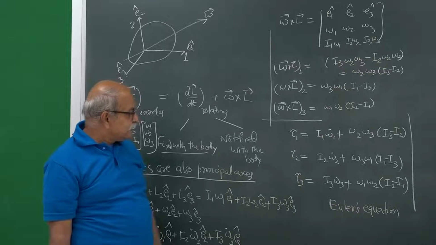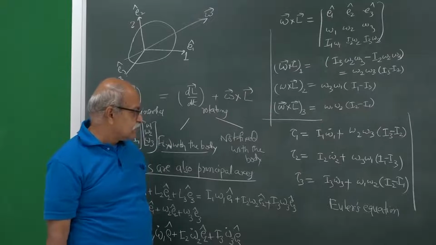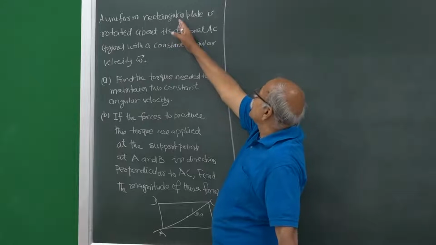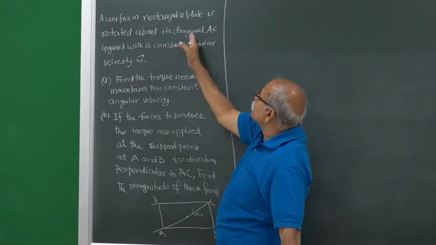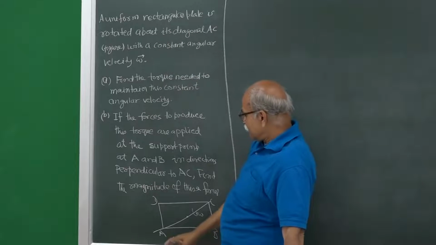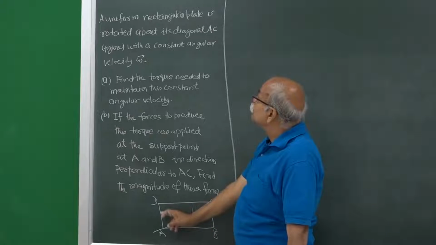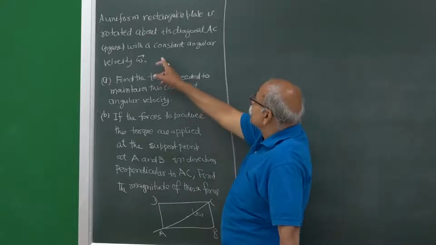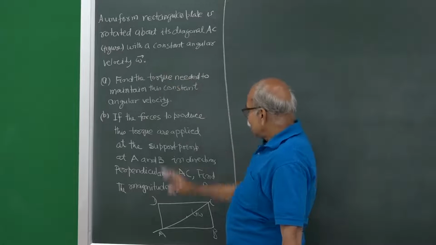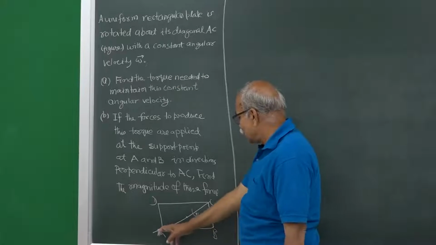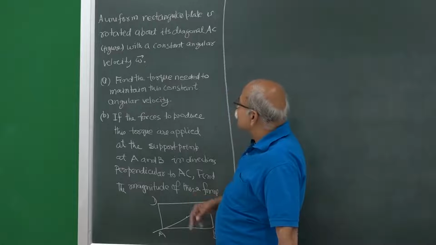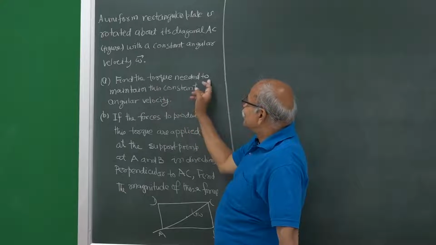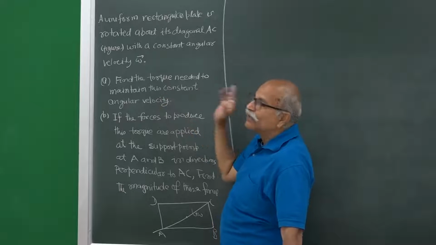So, let us take some examples of using these Euler's equations. Here is the problem. A uniform rectangular plate is rotated about its diagonal AC, figure is given. So, ABCD is a uniform rectangular plate and AC is one diagonal. It rotates about this AC with a constant angular velocity omega. First question is, find the torque needed to maintain this constant angular velocity.